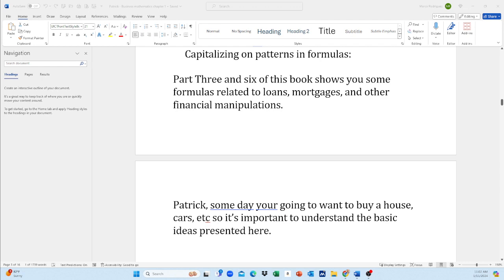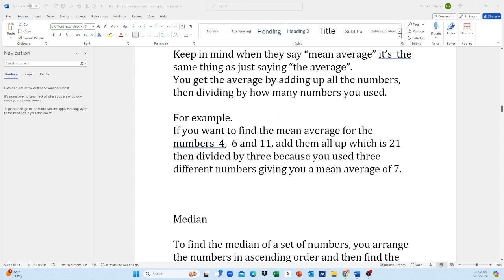Parts 3 and 6 of this book show you some formulas related to loans, mortgages, and other financial manipulations. Someday you're going to want to buy a house, cars, etc., so it's important to understand the basic ideas presented here. Keep in mind when they say mean average, it's the same thing as just saying the average. You get the average by adding up all the numbers, then dividing by how many numbers you used. For example, for the numbers 4, 6, and 11, add them all up, which is 21, then divide by 3, because you used 3 different numbers, giving you a mean average of 7.